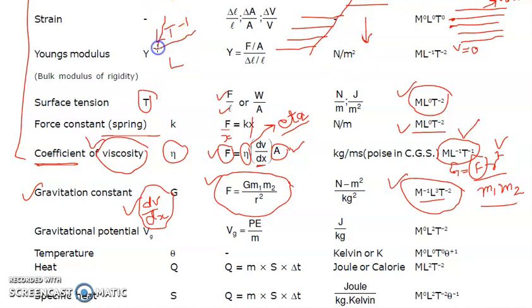If this gets cancelled, dv by dx would have the dimension T^-1. And area, as we already know, has the dimensional formula L^2. And force we already know is MLT^-2. When you rearrange all these things, you will get this formula, ML^-1 T^-1.